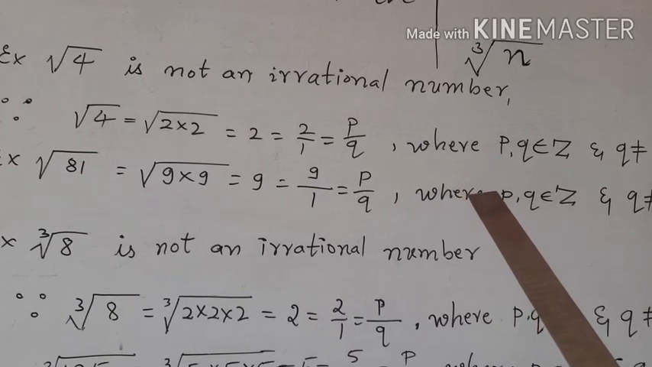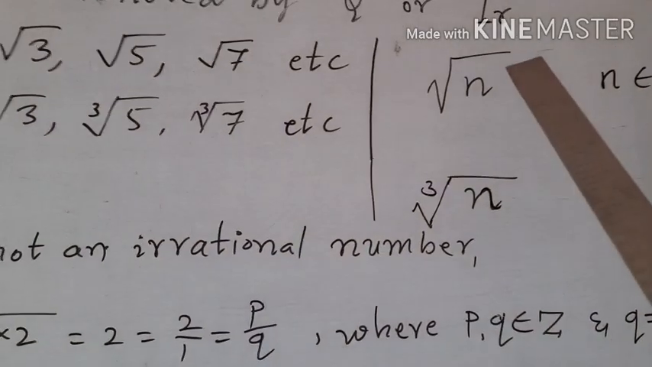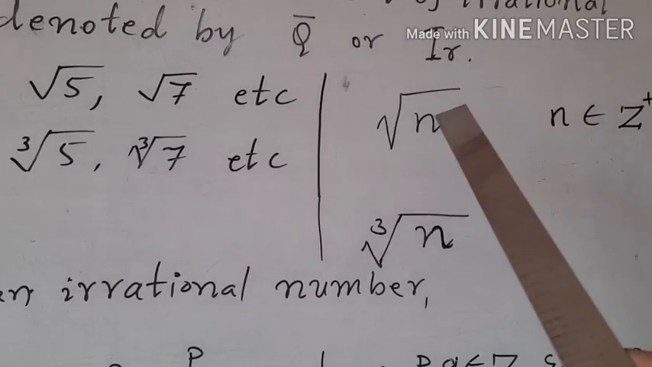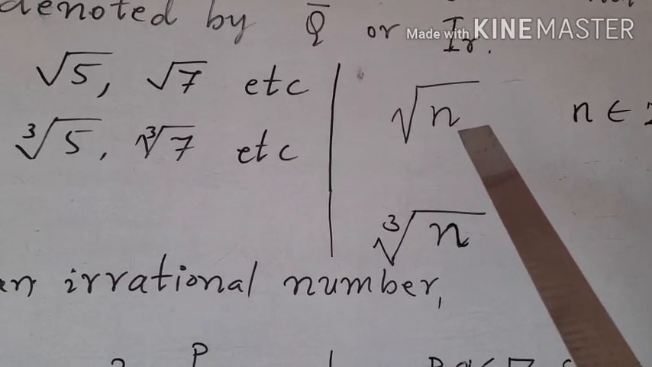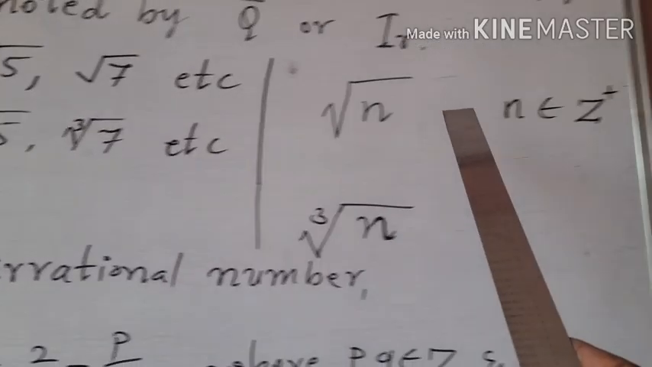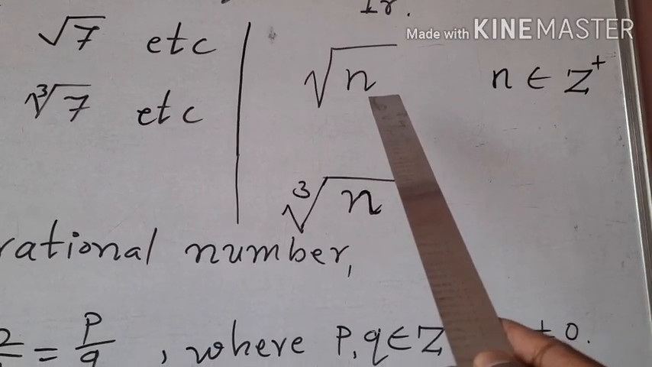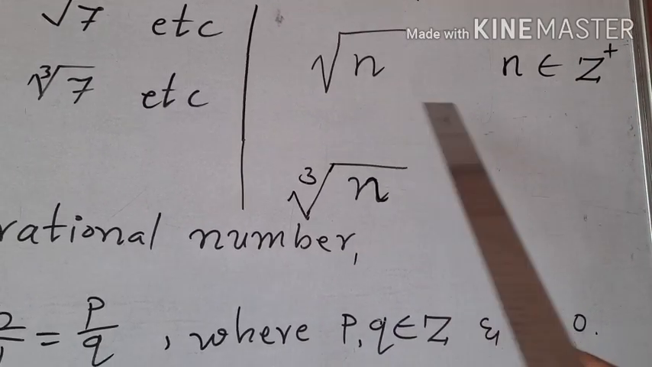Therefore, children, the first condition is: the square root of n, if it is an irrational number, this n should be a positive integer and this n should not be a perfect square.